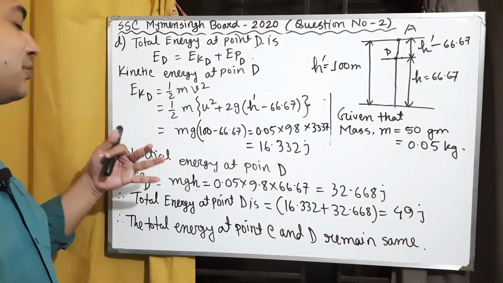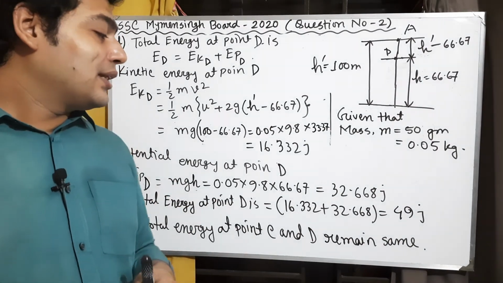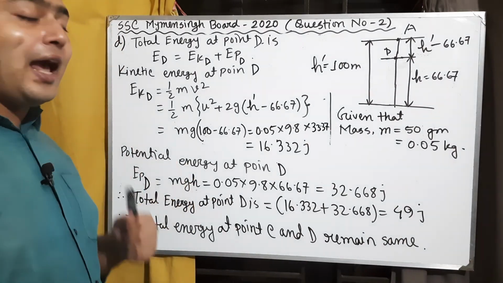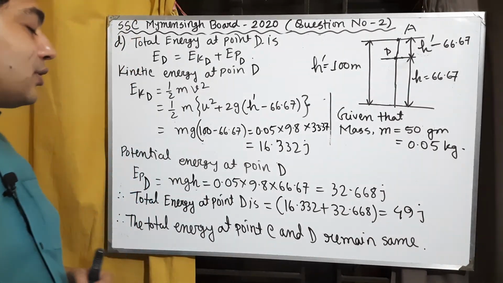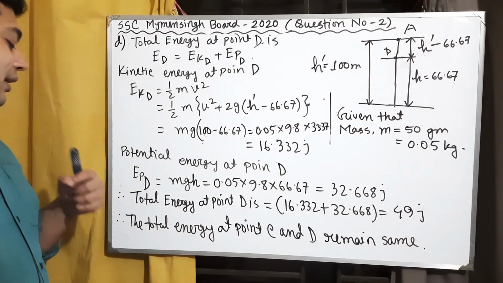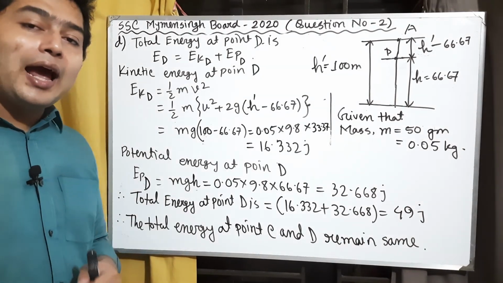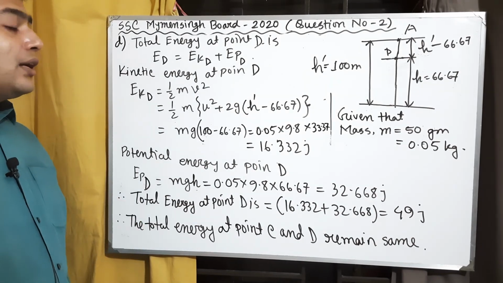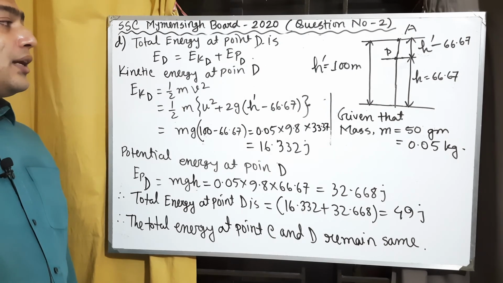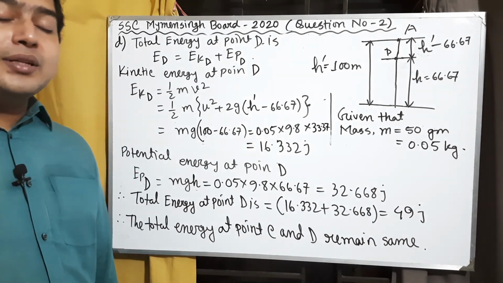And in the previous section of this math, we got the total energy at point C as 49 joules. So we can say that the total energy at points C and D remains the same. So this is our solution for question number D.